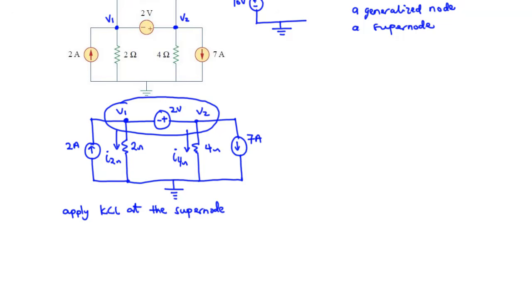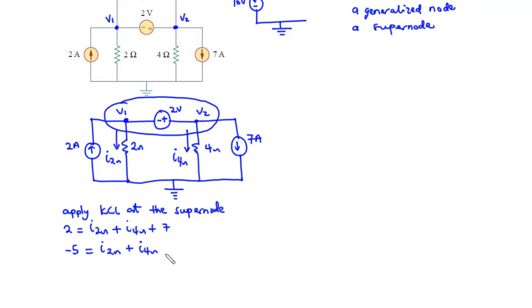So applying KCL, we have current entering, current leaving, and then current leaving. So the sum of current entering, 2, is equal to the sum of current leaving, I 2 ohms plus I 4 ohms plus 7. So we transpose 7 to the left hand side. We have 2 minus 7, which is negative 5, equals I 2 ohms plus I 4 ohms.